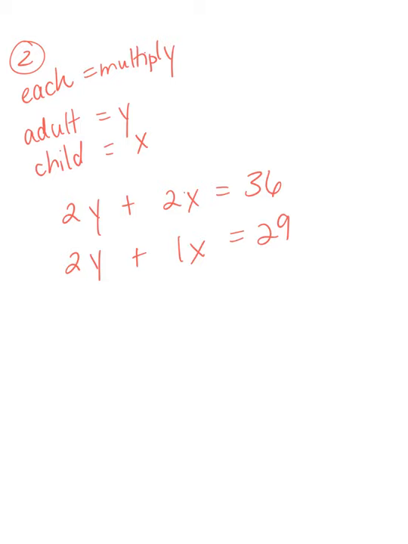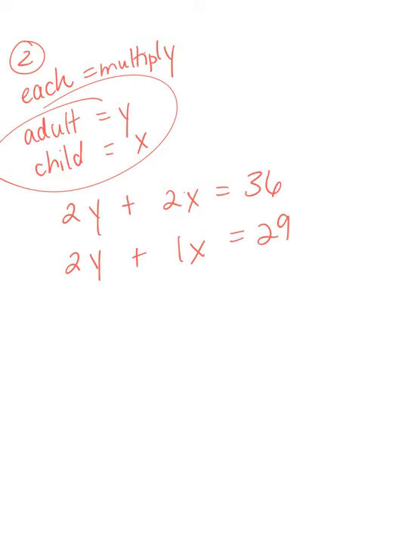So you could have said x is adult and y is children, just as long as you know who stands for what. As long as you have on your paper somewhere what each variable stands for.